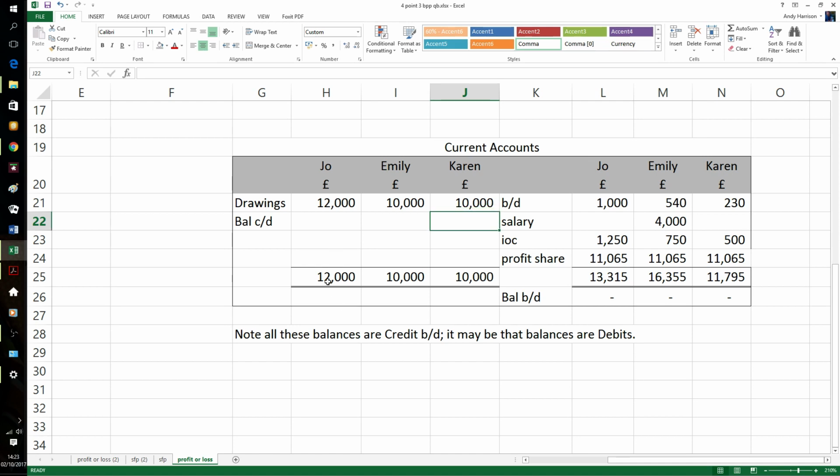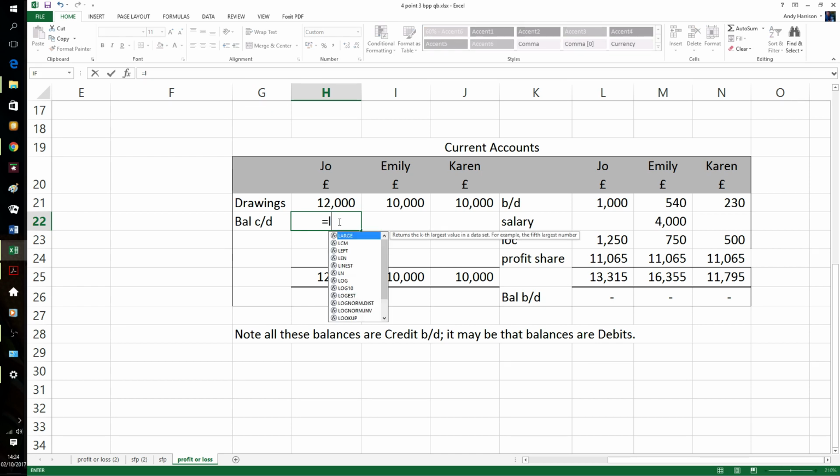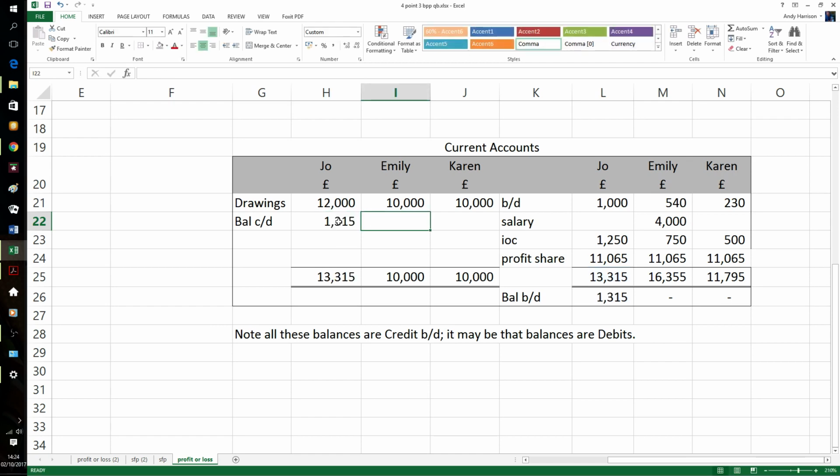Get the right number of zeros. That of course doesn't balance off yet, so the carrying down balance equals L5 minus the 12,000. Could have done the cell reference there, and now it balances off, and it tells us that Joe has a credit balance of 13.15.